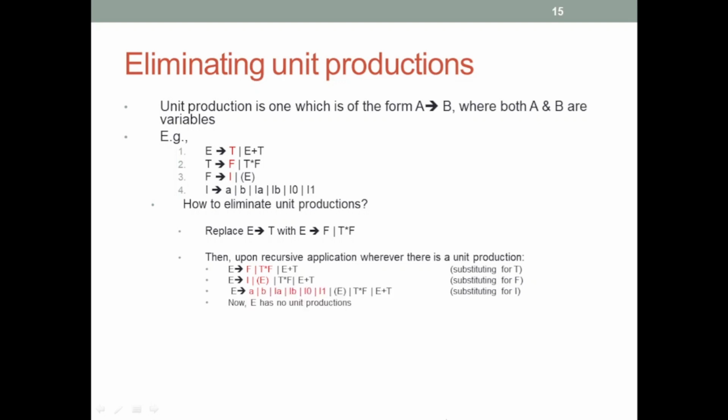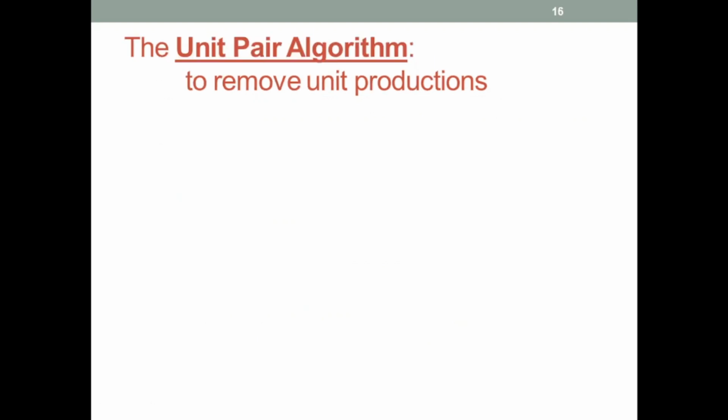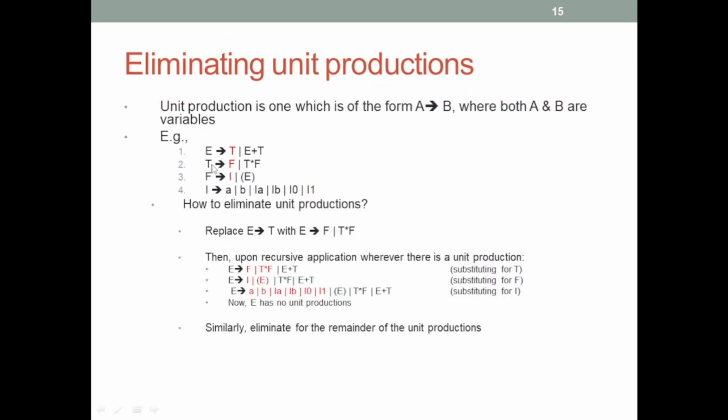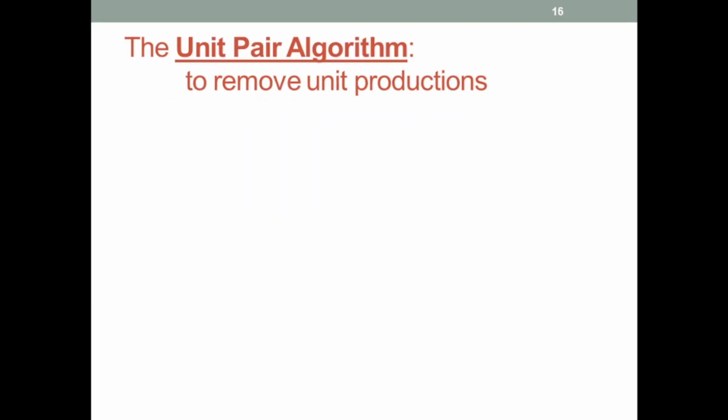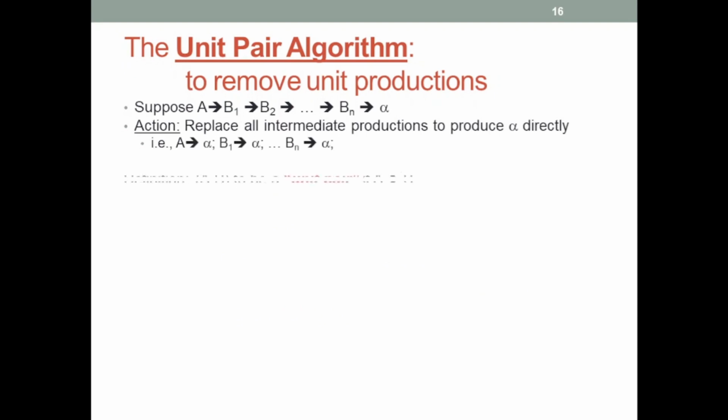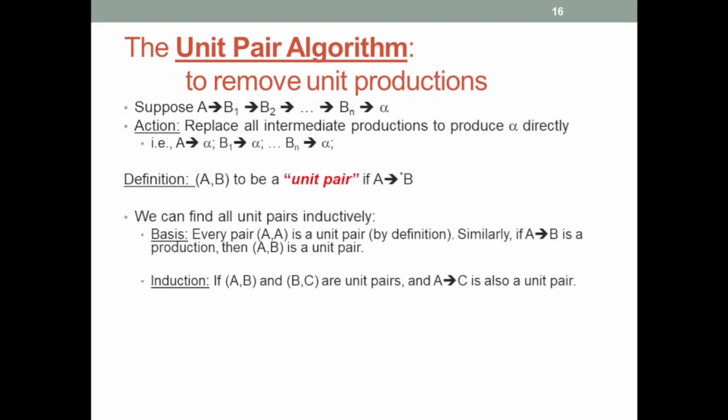So you can see here step by step we have eliminated the capital T from this production. E derives to T, you have eliminated that capital T. So this E has no unit production. Similarly, eliminate the remainder of the unit productions. Similarly, you have to replace T derives to capital F and F derives to capital I. Okay, so this is the summary of how to remove the unit production.